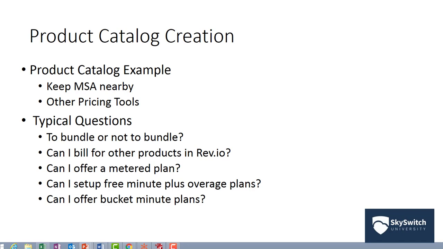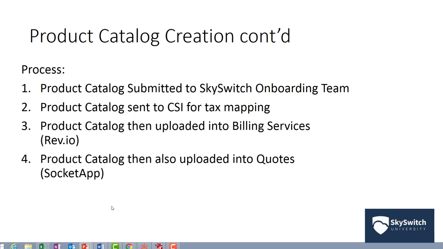Okay, so I want to just finish with a little bit of the process that's going to take place. After you submit your product catalog to our onboarding team, they're going to have CSI tax map your product catalog, and it comes with the service. I will talk more about CSI and tax mapping in the telecom tax unit, which will be next, and you can listen to that then. And then the product catalog will be uploaded. Once we receive it back from CSI tax mapped, we'll upload it into the billing services platform. We'll upload it into your quotes tool.